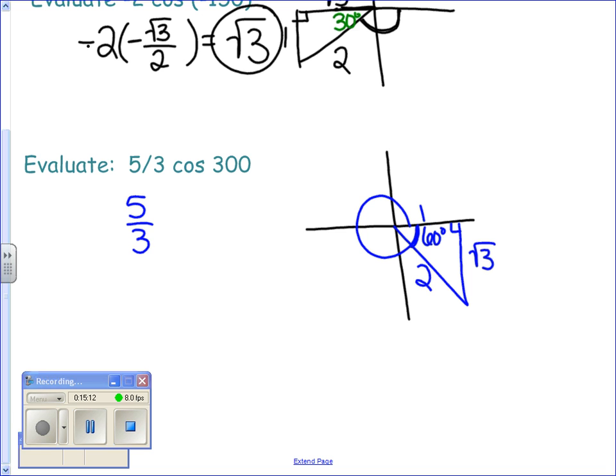So 5/3 of cosine of 300. Well, what is the cosine of that angle? Is it positive or negative? It's positive. Cosine is positive in the fourth quadrant. Does that make sense? So 5/3 times a half is 5/6. Y'all see how this works? Any questions?